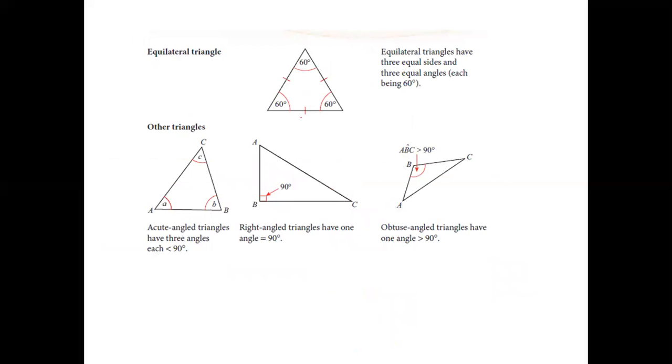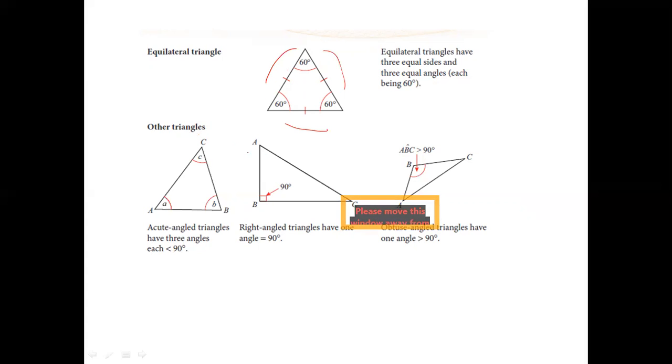Let's go on. What about the equilateral triangle? If all three sides of the triangle, or all three angles, are equal, then you can call it an equilateral triangle. So each angle must be equal to 60 degrees. When you add the three angles, you should get 180 degrees.